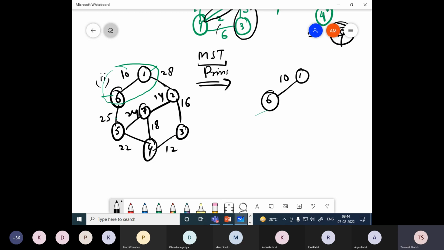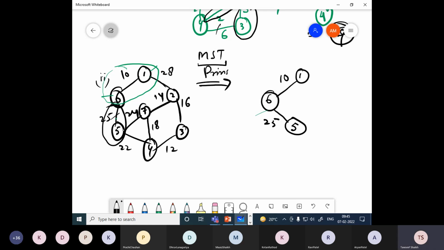So we have to see which edge is in line now. There are two edges connected to these vertices. One is from this side, which is 28. One is from this side, which is 25. So we have to take the minimum. We will take this one, 25, and this will be connected to vertex 5. So this one is now also explored or taken.